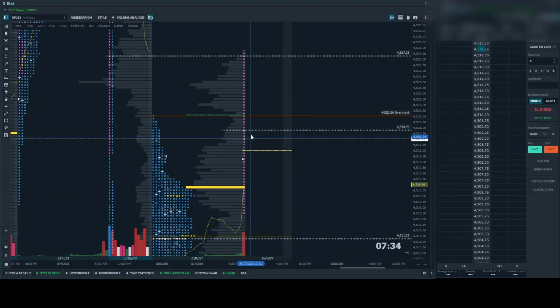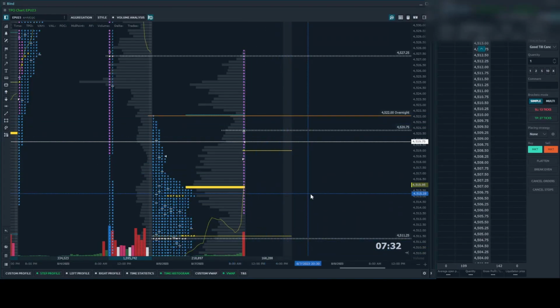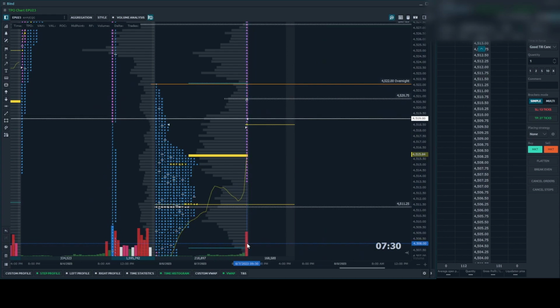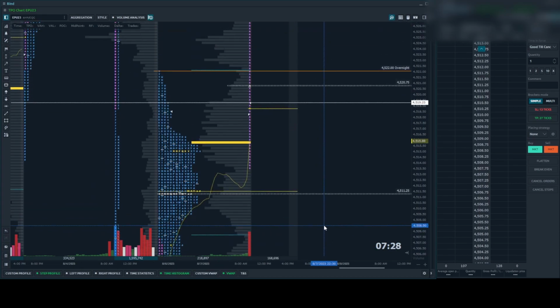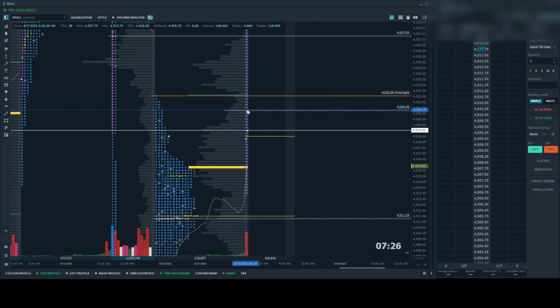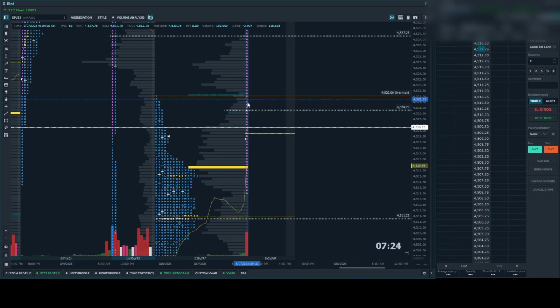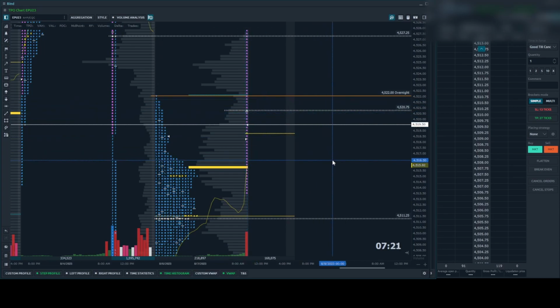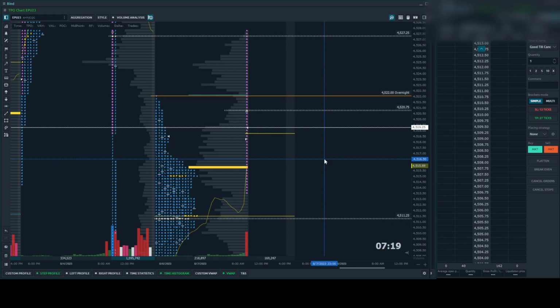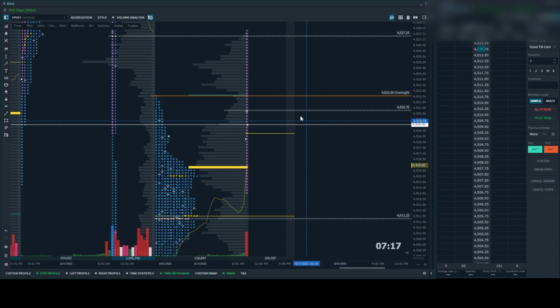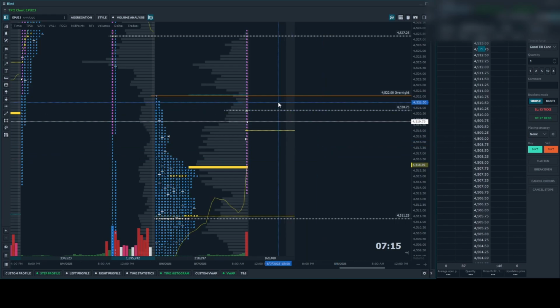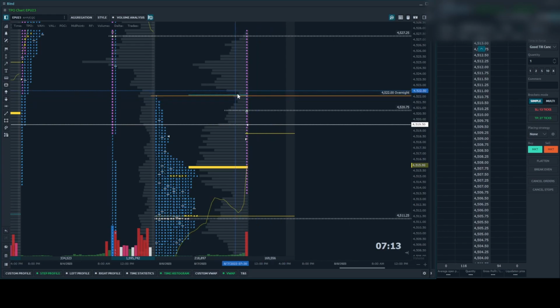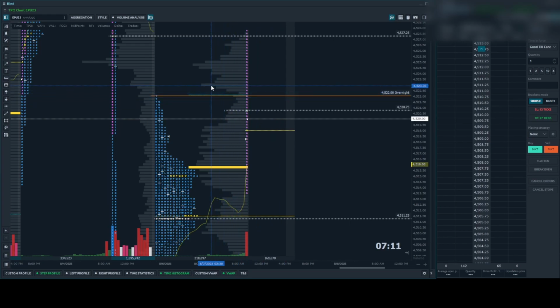I'm waiting to see if we can get a test of this overnight high because I think we're going to continue this rotation down. I need a test of this area. I want to make sure that it doesn't get acceptance into this node here.